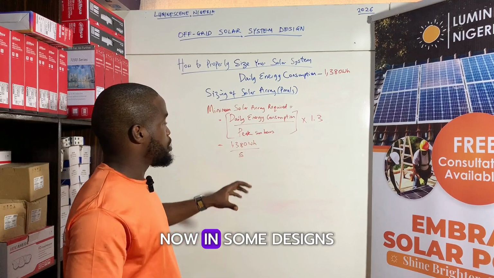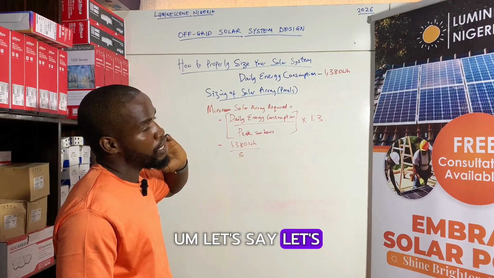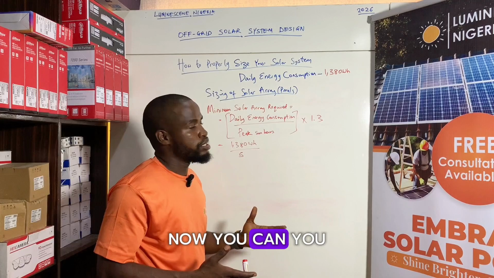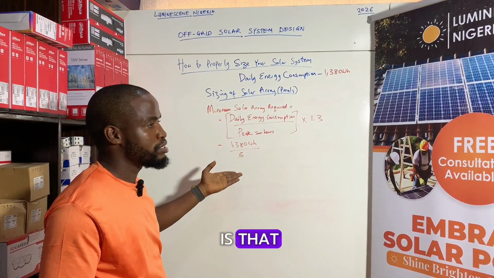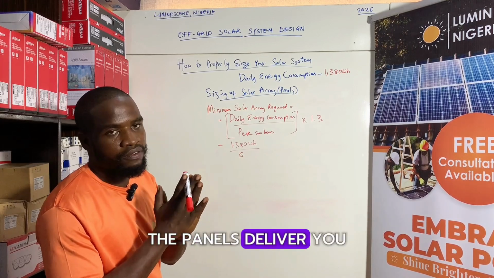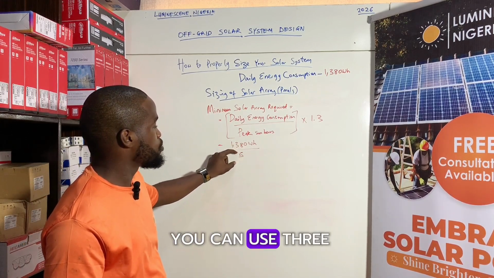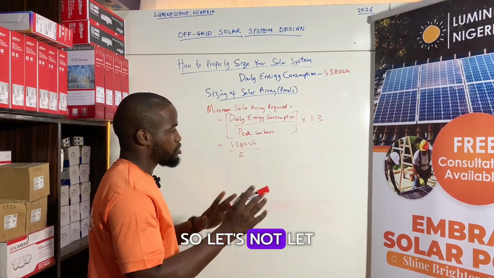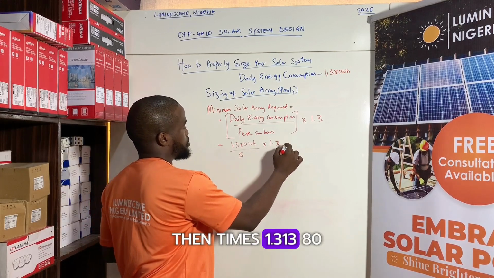Now, in some designs, you can use 4. Let's say you want it to charge faster, you can have peak sun hours to be 4 or 3. What that just means is that you want the panels to deliver in 3 hours. You don't want the whole day. You understand? So you can use 3 or 4, but generally it's 5. It's 5, so let me not confuse you there. Then times 1.3.